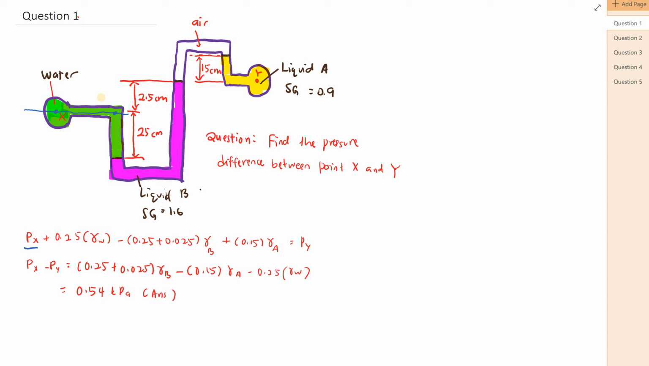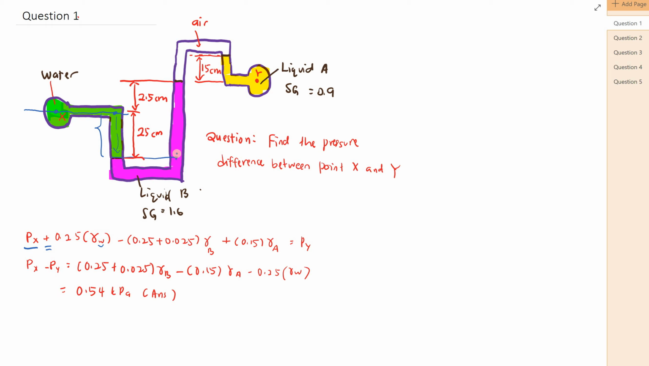Okay, so from here, where do you go? You go downwards. Again, when you go downward, the pressure becomes positive, increases. So plus. How far do you travel downward? Berapa jauh? It's 25 centimeter. You have to change everything to meter, 0.25. And the liquid is water, so gamma water.